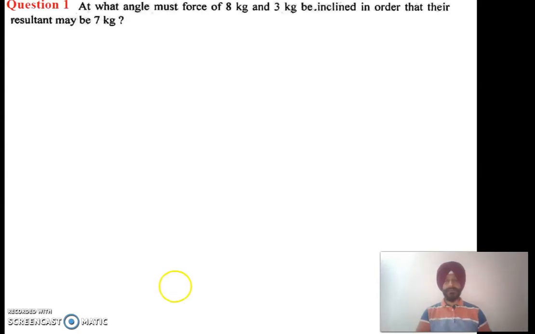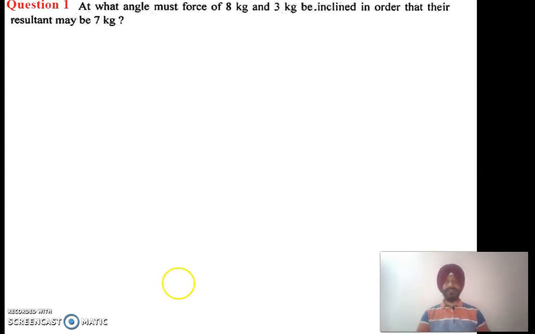It's my advice to all of you that I do all the sums, but please students, try it yourself. Take some help from this video, but try yourself to complete the exercise.